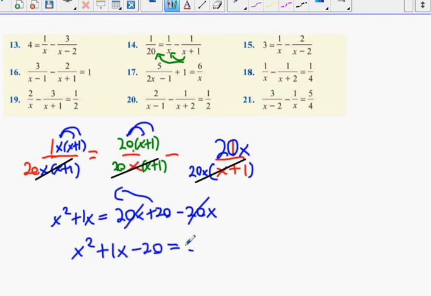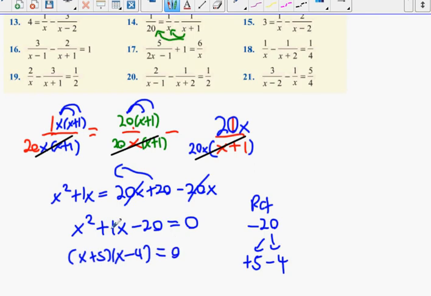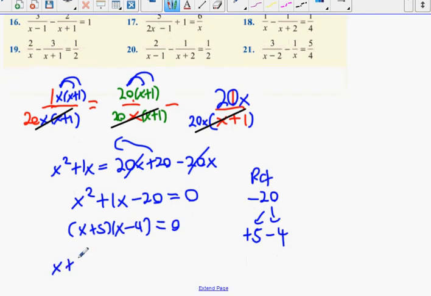So we have this. Now what type of question is this? It's a quadratic, okay? What's the reference number? Minus 20. What two numbers will multiply to give you minus 20, but yet when you add them you get plus 1? I say plus 5 and minus 4. Okay? So x plus 5, x minus 4 equals 0. Then what happens next? x equals minus 5. x minus 4 is 0, x equals 4. Good man, alright?